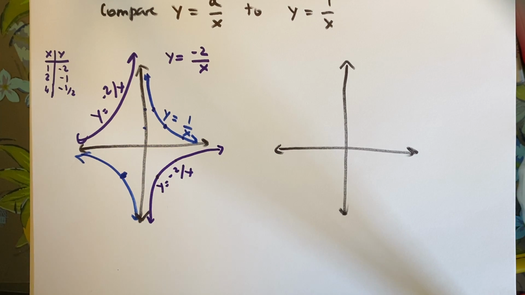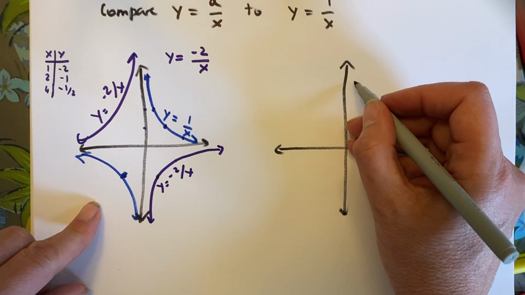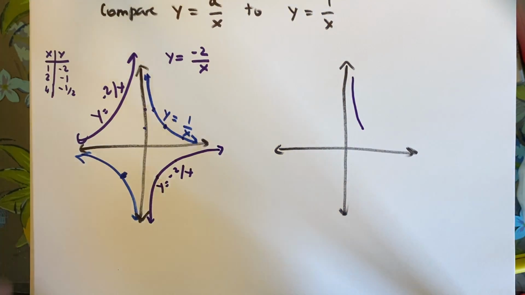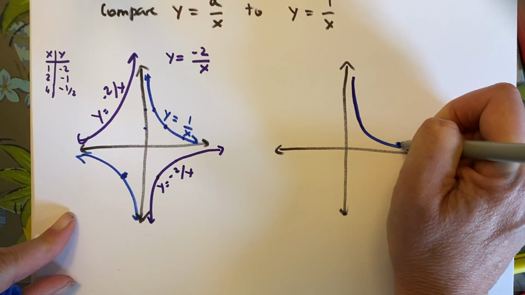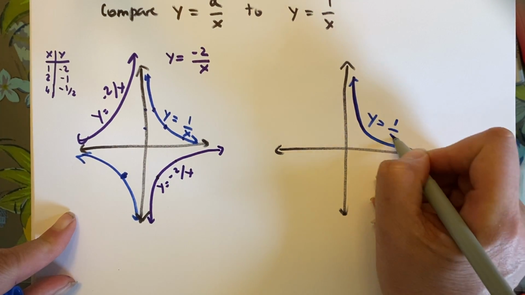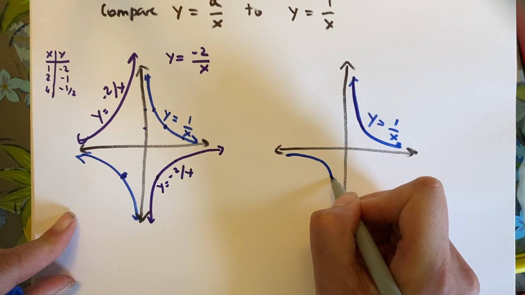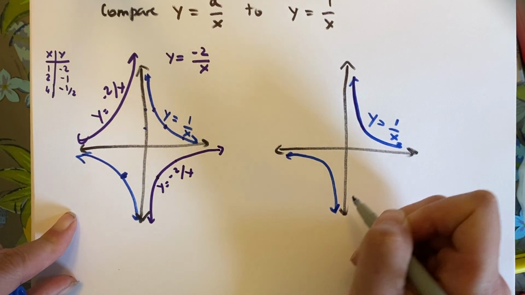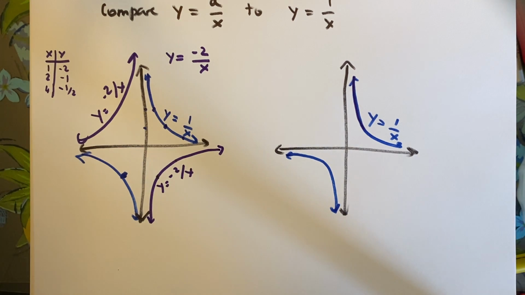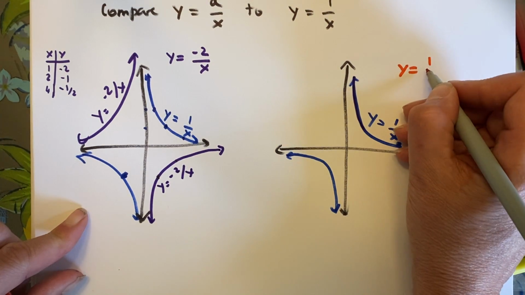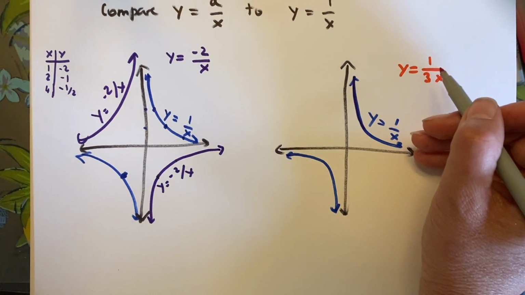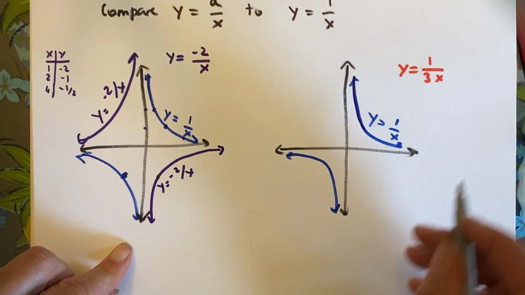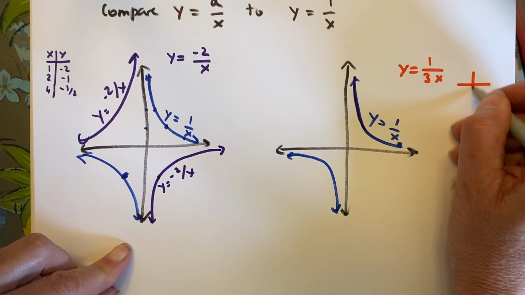Let me move over here, and I'm going to redraw my parent function and hopefully do a much better job of it. Oops, in blue though. So y equals 1 over x. Yeah, that looks a little bit more like what it's supposed to look like. And I'm going to draw y equals 1 over 3x. In other words, the a here is really 1/3.